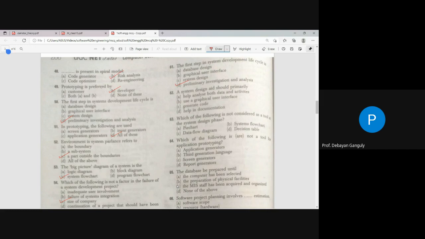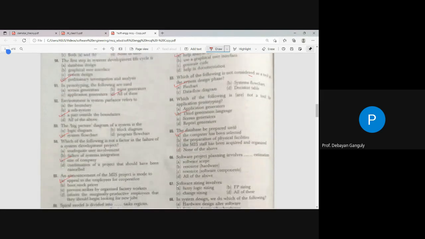A system design aid should primarily help analyze both data and activities. Which of the following is not considered as a tool at the system designing phase? Pie chart. Which one of the following is or are not a tool for application prototyping? That is a third generation language. The database cannot be prepared until the computer has been selected.